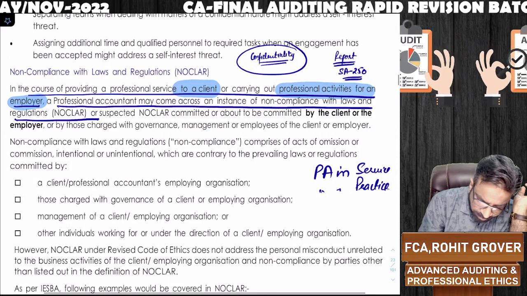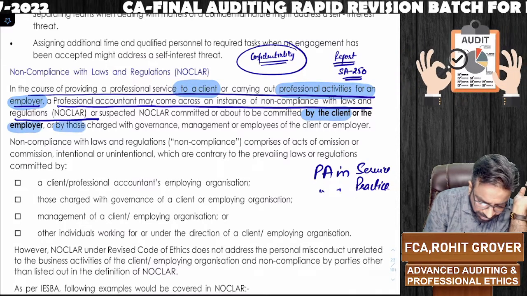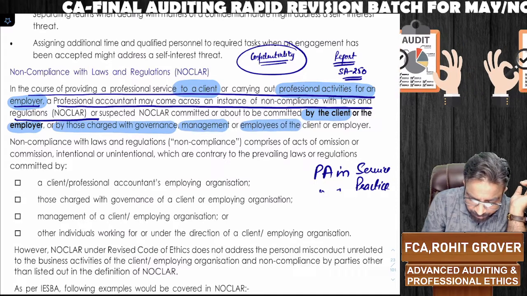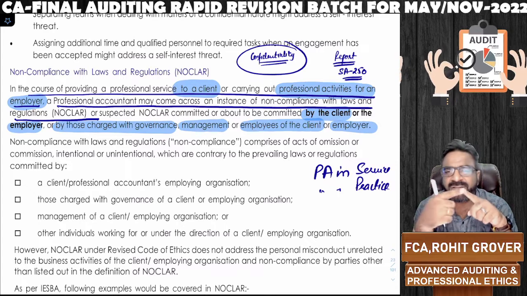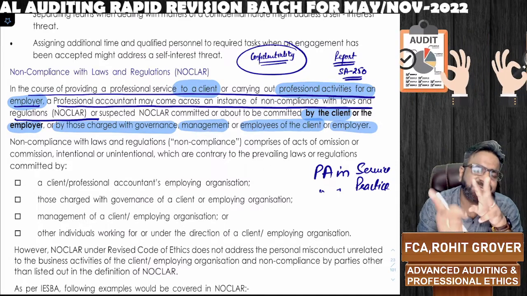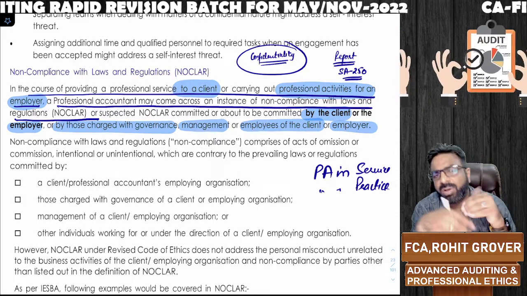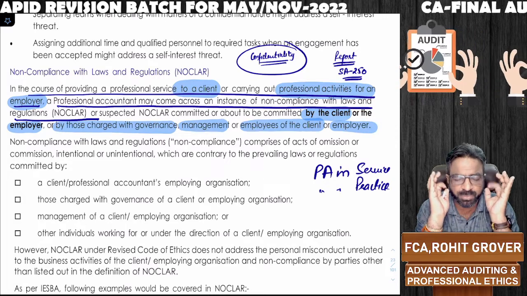Committed by whom? By your client or the employer, or by the TCWG, or by the management, or by the employees of the client, or by the employer. So either your client has done the NOCLAR, or the employer has done the NOCLAR, or TCWG has done the NOCLAR, or management has done the NOCLAR, or employees have done the NOCLAR. It is your responsibility to report it.